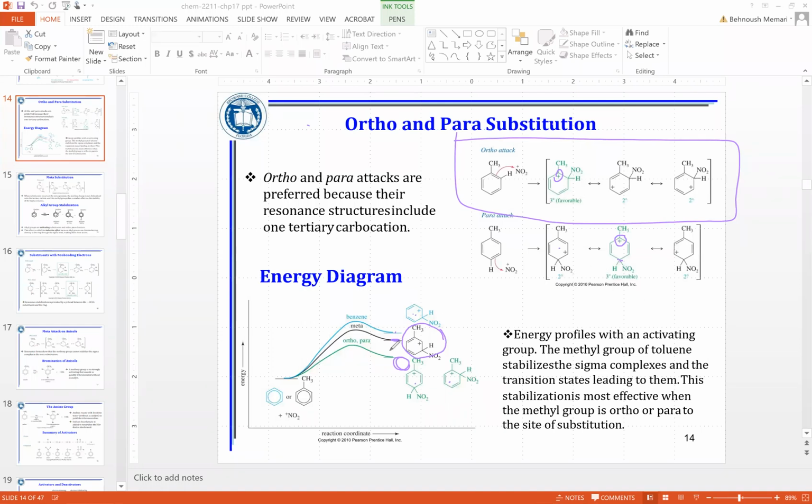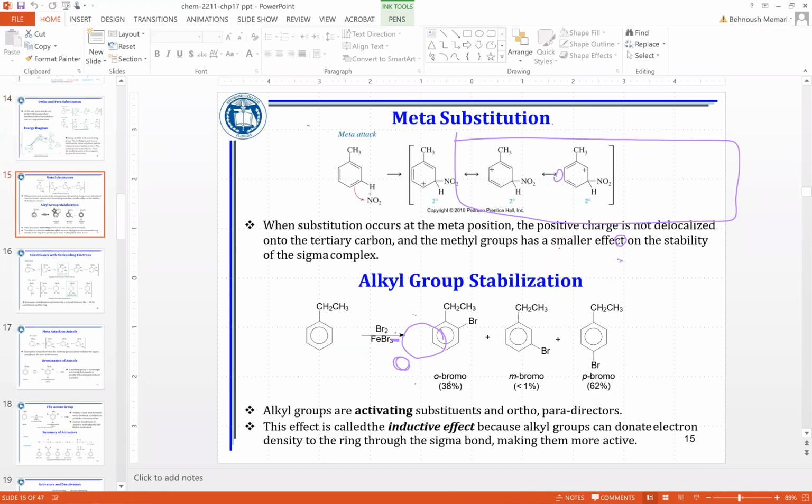If you had the meta position being attacked, and I will show you on the next slide, all of these sigma complexes are going to be secondary. There is no tertiary. See, the difference is very slim. It's just one of the 3 resonances that is tertiary for ortho. It's tertiary for para. But for meta, they are all secondary. There is no tertiary. And that makes a difference in where the substitution is going to go, because the more stable intermediate would yield the major product.